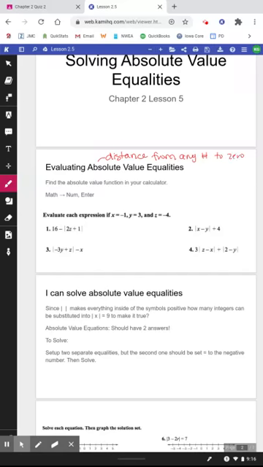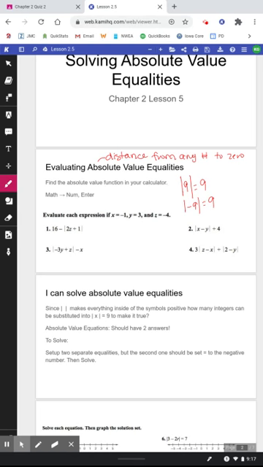Because it's a distance, we always do distance as a positive number. So whenever you have an absolute value sign, if you put a positive number in there, it stays as a positive number. And if you put a negative number in there, it comes out as a positive. So absolute value can only be equal to a positive number.